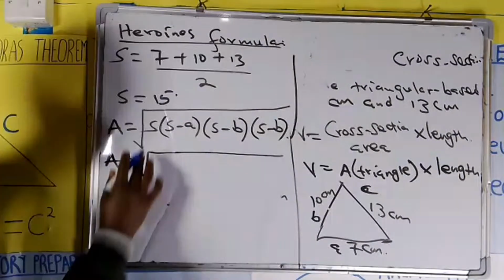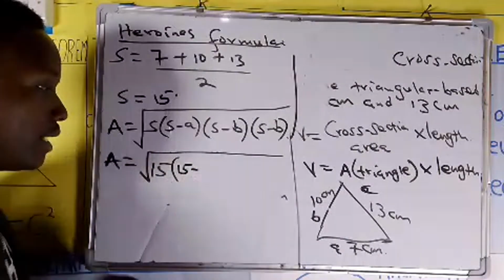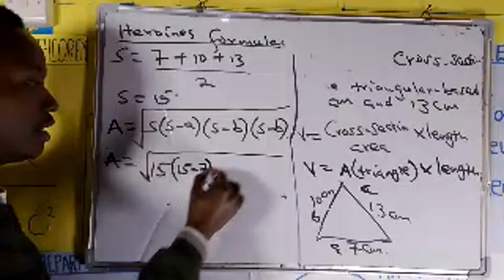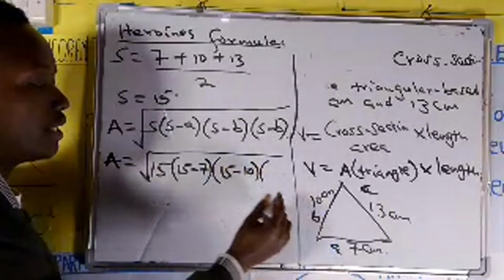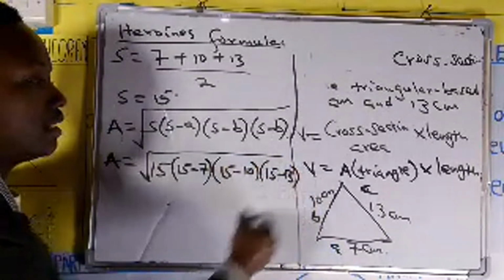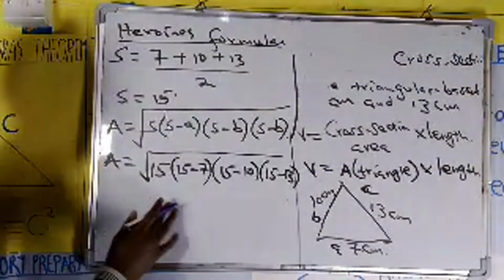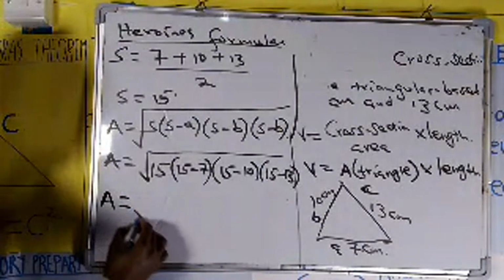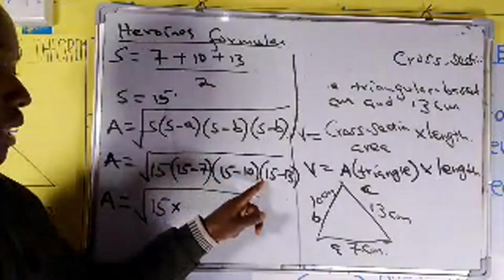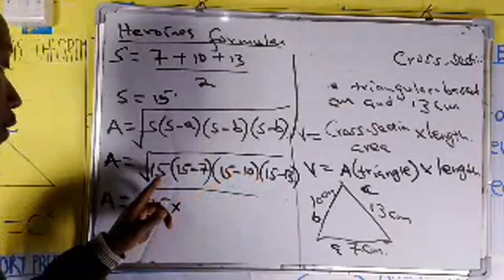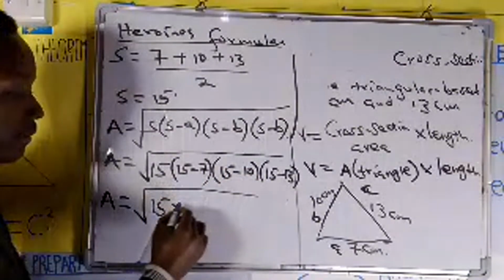Our S is 15, so it will be 15 into bracket, our S minus our A, which is 7, then it will be into bracket 15 minus our B, which is 10, then open the bracket, 15 minus 13, and we are done. So what does that simply mean? This means that area is going to be square root of 15 times, remember when we don't have any sign in between, that means it is multiplication. So 15 multiplied by 15 minus 7 is equivalent to 8.